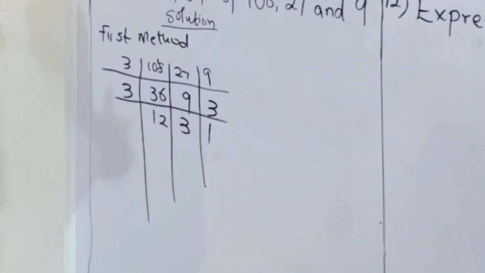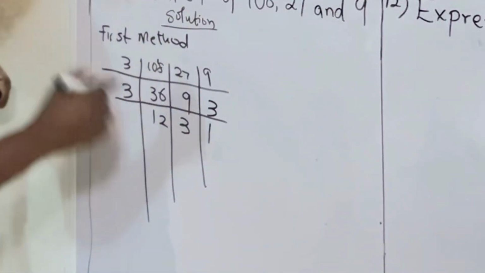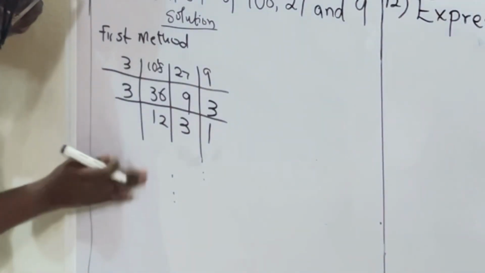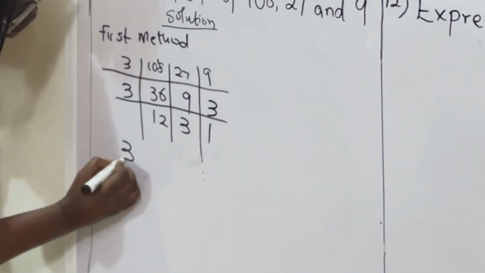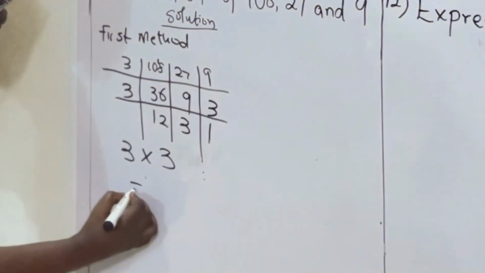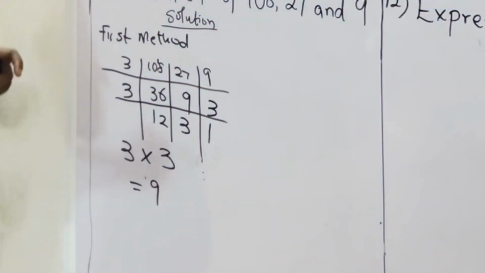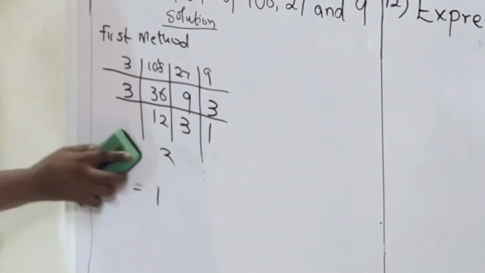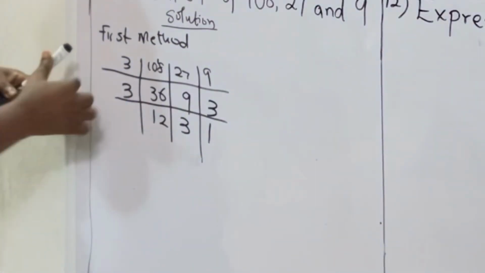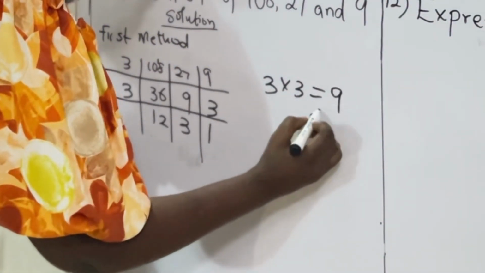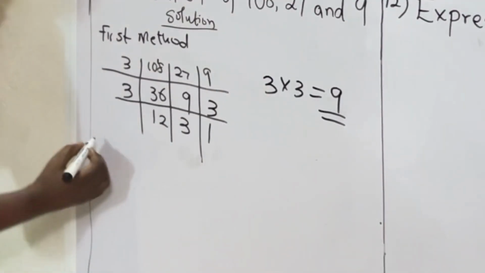Remember, 1 is not a prime number. So we have just two numbers here, which are 3 and 3. So you multiply the numbers together. That will give you 3 times 3 is 9. Remember, you need to know your multiplication table. Okay, so let me write this here. 3 and 3 gives you 9. The second method.